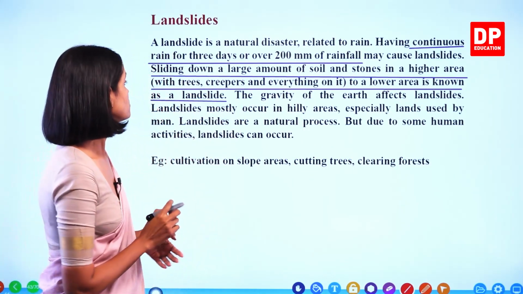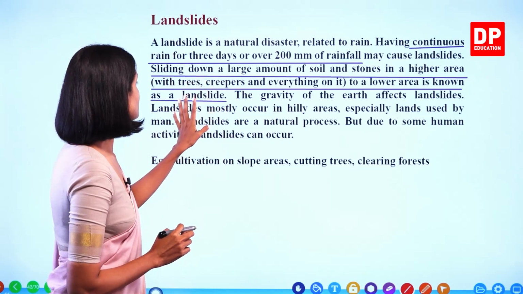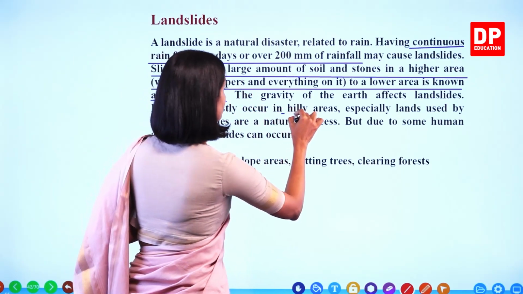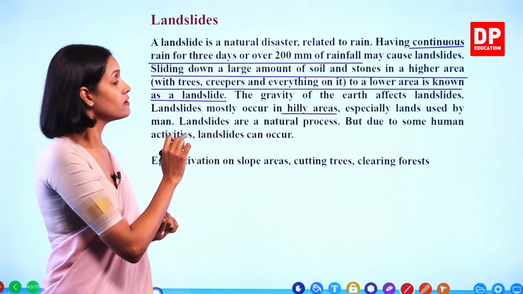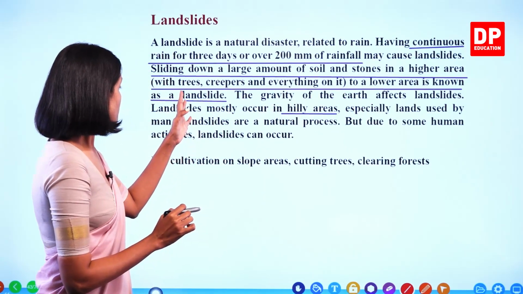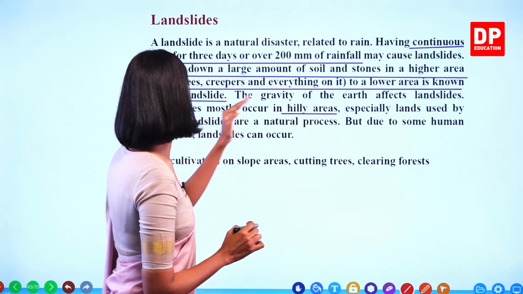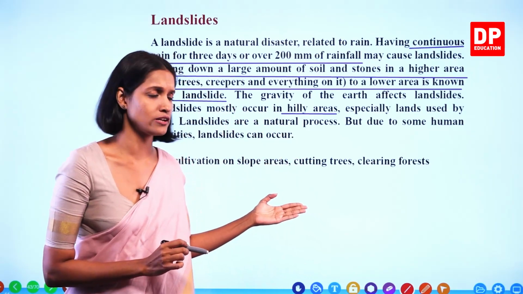Right, children? So the gravity of the earth affects landslides. Landslides mostly occur in hilly areas, especially lands used by man. So landslides are a natural process, but due to some human activities, landslides can occur.